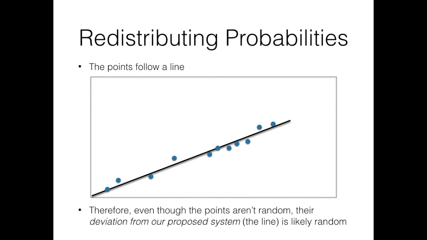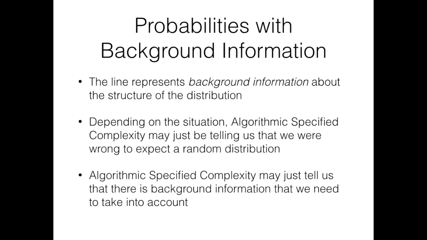So what we have here is a probability with background information. The line represents background information about the structure of the distribution. Depending on the situation, algorithmic specified complexity may just be telling us that we were wrong to expect a random distribution. Algorithmic specified complexity may just tell us that there's background information that we need to take into account.